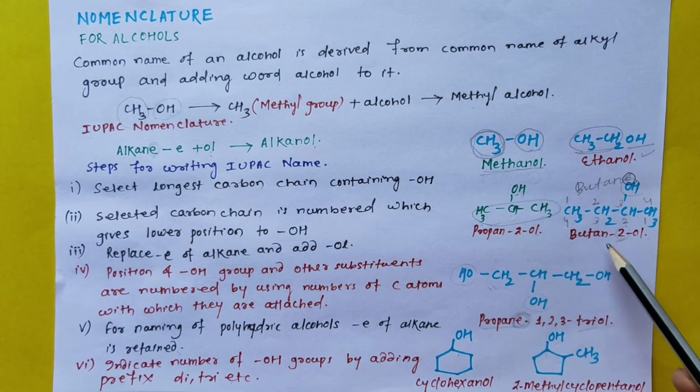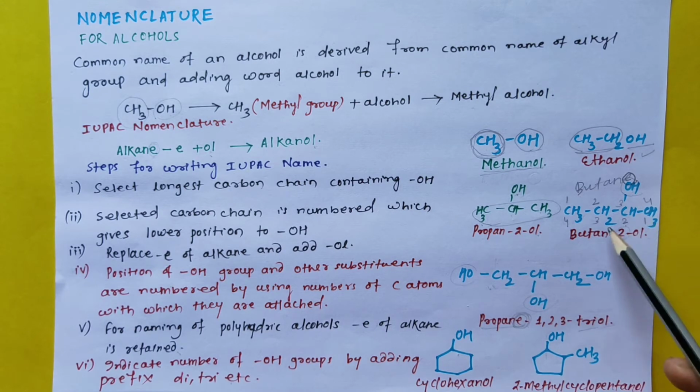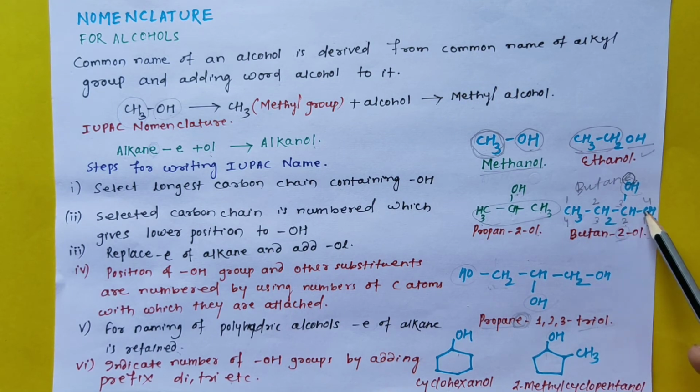Next is, what will be the common name of this compound? 1, 2, 3, 4. So what is the name of this alkyl group? Secondary butyl group. So this is secondary butyl alcohol is the common name of this compound. And what is the IUPAC name of this compound? 1, 2, 3, 4. So 4 carbon atoms are there and we have to number from this side as we have discussed. So this is butan-2-ol.